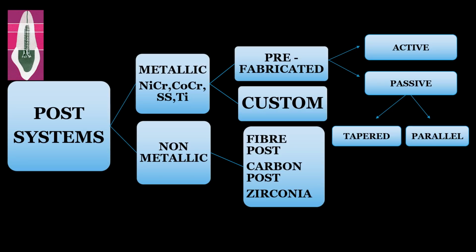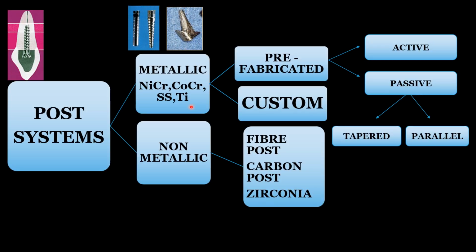Now we know the requirements, so let us discuss the various post systems. Post systems can be metallic and non-metallic. In the metallic, we have the nickel chromium, cobalt chromium, stainless steel, titanium, or the noble alloys are also used. They can be prefabricated and custom. The prefabricated are the ready-made. You just have to prepare the canals and then you have to lute the post. This is the prefabricated post, and this is the customized post.